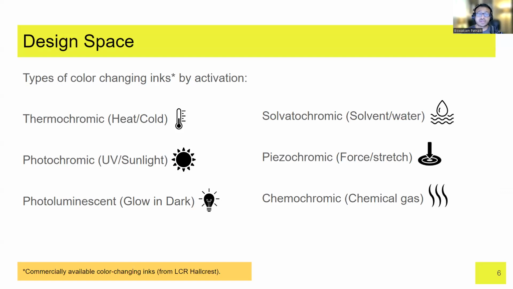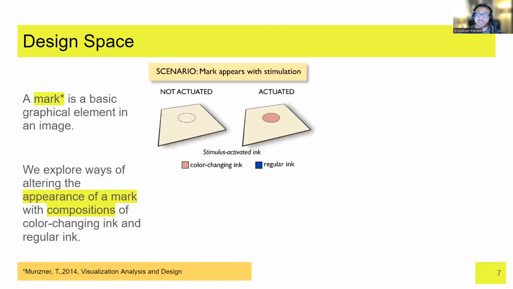Now let us look at how we can leverage the characteristics of these inks to explore the design space of creating interactive visualizations. A mark is a basic graphical element in an image. We explore ways of altering the appearance of a mark with compositions of color-changing ink and regular ink. By appearance, we mean how we make a mark appear or disappear with stimulation. Let's look at this scenario where a mark appears with stimulation. For this, let us use stimulus-activated ink. An example of such an ink would be a photochromic ink that changes its appearance from colorless to color upon stimulation with sunlight or UV.